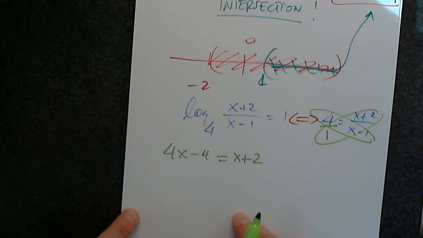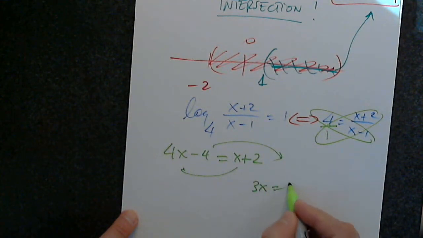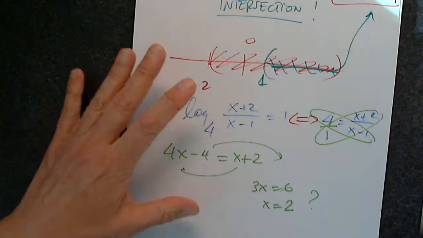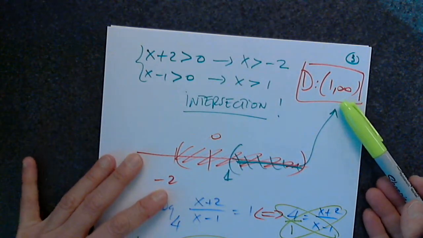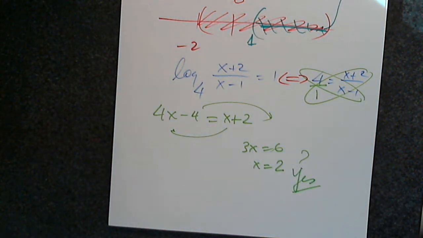Now this is linear. I subtract x and I add 4. So I get 3x equals 6 and x equals 2. Is it correct? Yes, it is correct because it's in the domain of 1 to infinity. I don't have to go back and check because I made the effort to find the domain. Questions so far? Okay, let's look at 88.